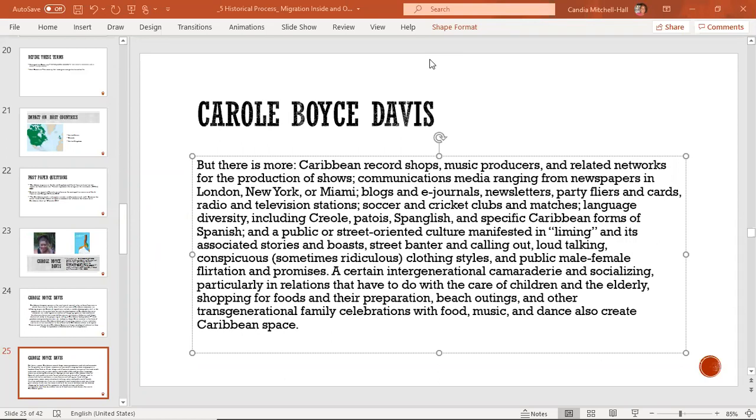A certain intergenerational camaraderie and socializing, particularly in relations that have to do with the care of children and the elderly, shopping for foods and their preparation, beach outings, and other transgenerational family celebrations with food, music, and dance also create Caribbean space.